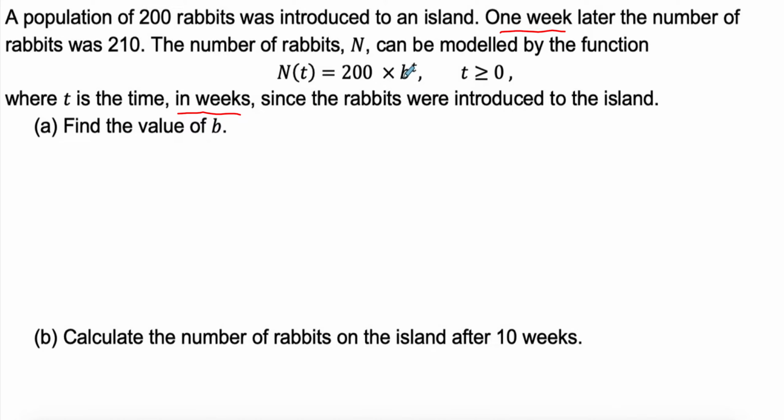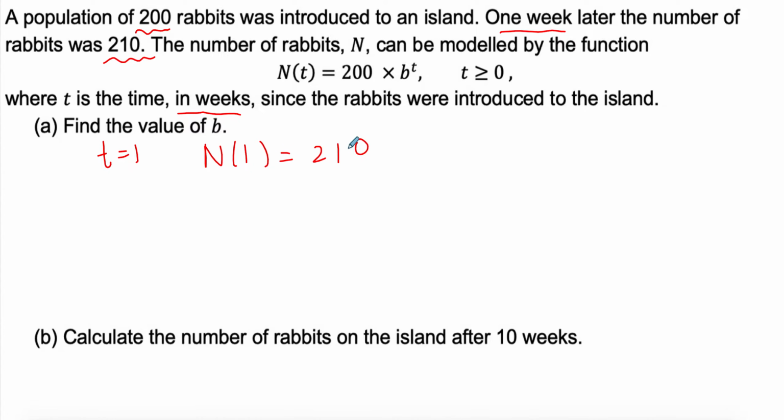Now usually they give you the value of b and such, and they expect you to answer questions based on this. But this time you're meant to find this value that's being raised to the power. And so you'll have to use information from the question. So this information is already there, and then this information is important. We know that after 1 week, so if t is equal to 1, the number of rabbits is 210.